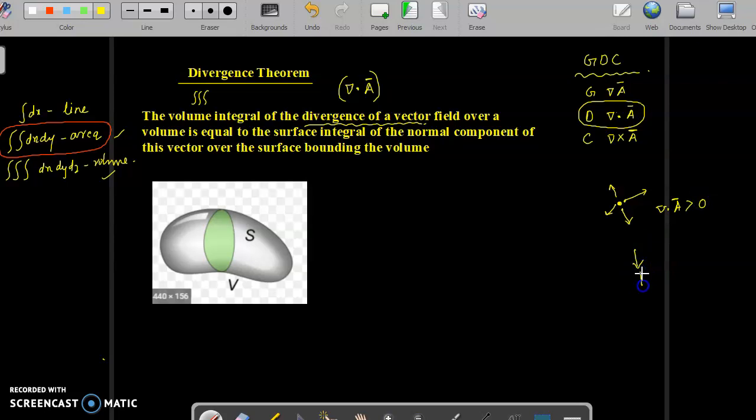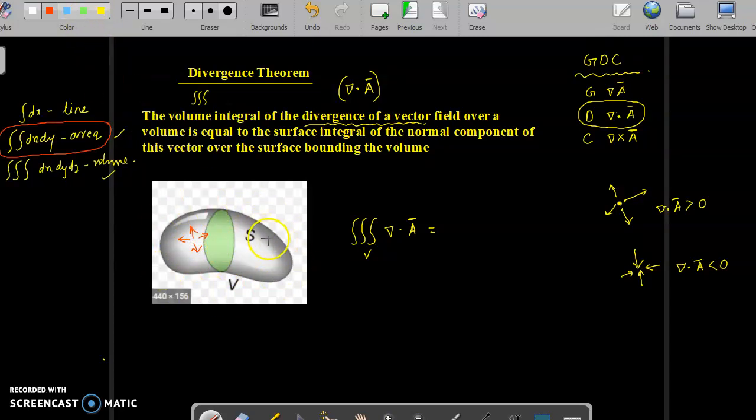If it is sinking, if you take the divergence at this point, the divergence of the vector field would be less than 0. So you get a clear idea about whether the point in the space is sinking or sourcing the vector field. If you take the triple integral of the divergence of the vector field, that means the volume integral of the divergence of the vector field A over a volume. Here we can see that over a volume some vector fields are sinking or sourcing. So this is over a volume.